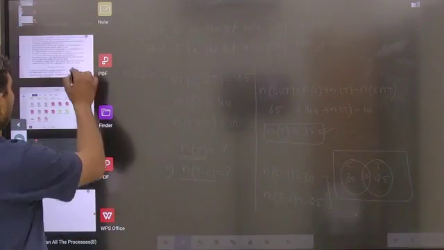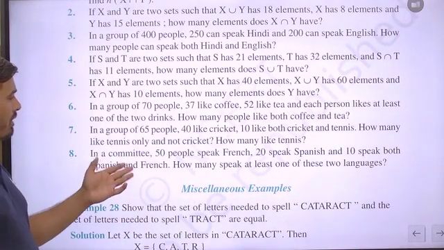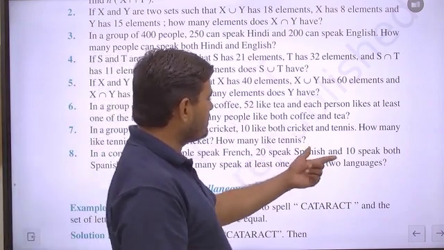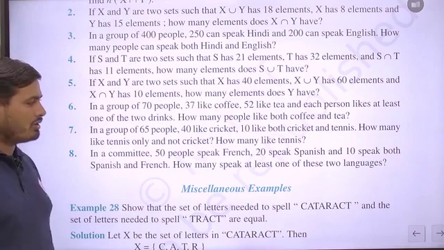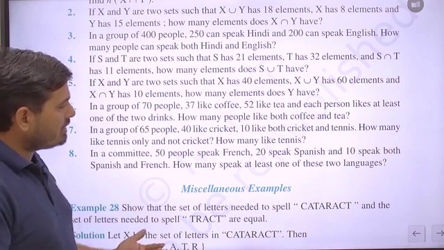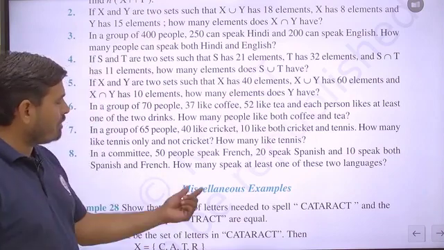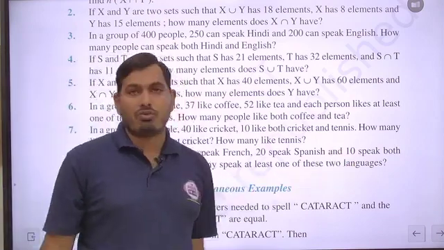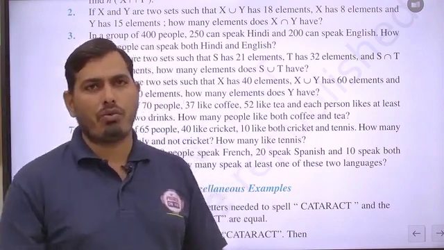In this question number 8, the last question of this exercise, it is given that in a committee of 50, 50 people speak French, 20 speak Spanish, and 10 speak both, both meaning Spanish and French. How many speak at least one of these two languages? In this question, what is the meaning of the word at least? Student, at least will always specify the union operation between the sets.